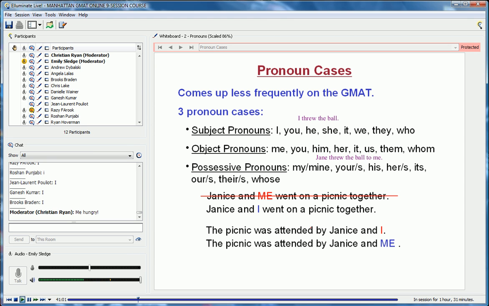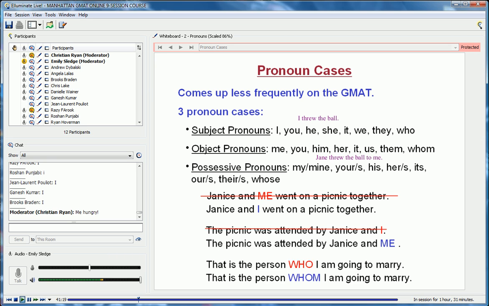Another example of that real quick is just this sentence turned around. The picnic's now the subject, Janice and I are the objects. And actually, I just misspoke there. I wouldn't say "the picnic was attended by I," and so I shouldn't say "I" even when Janice is there. "The picnic was attended by me and Janice." That's the correct one there. And on this issue, who versus whom?